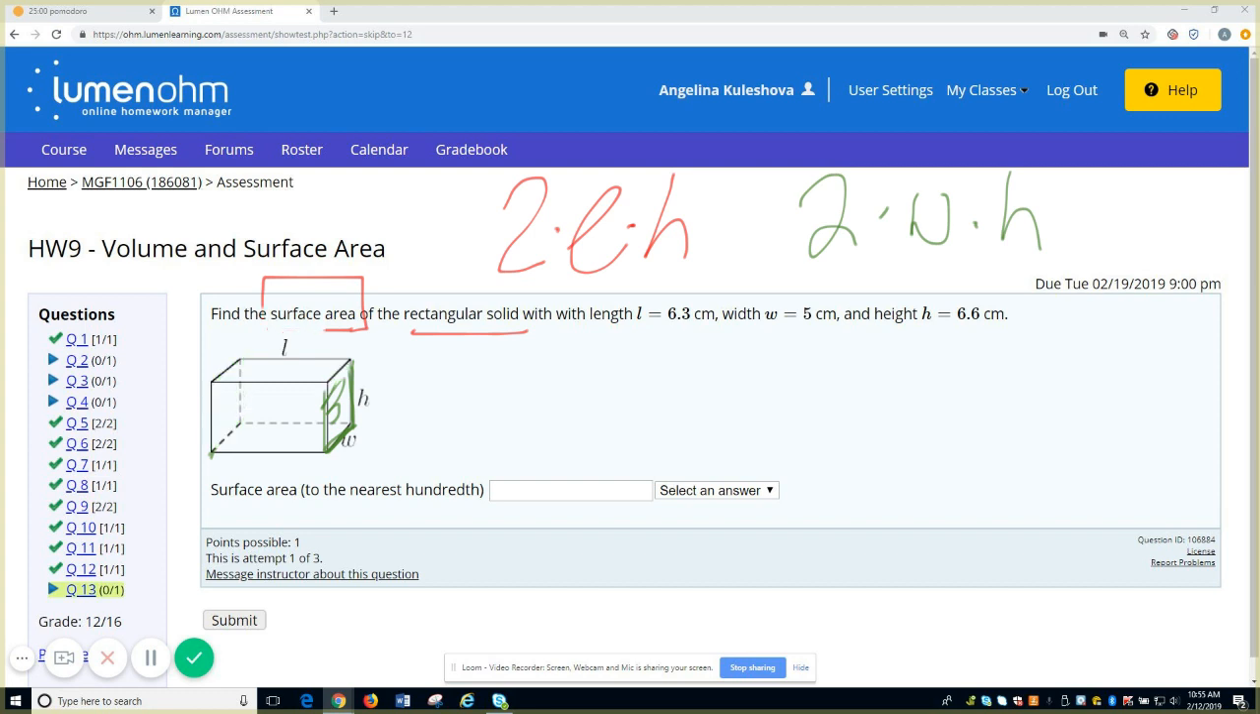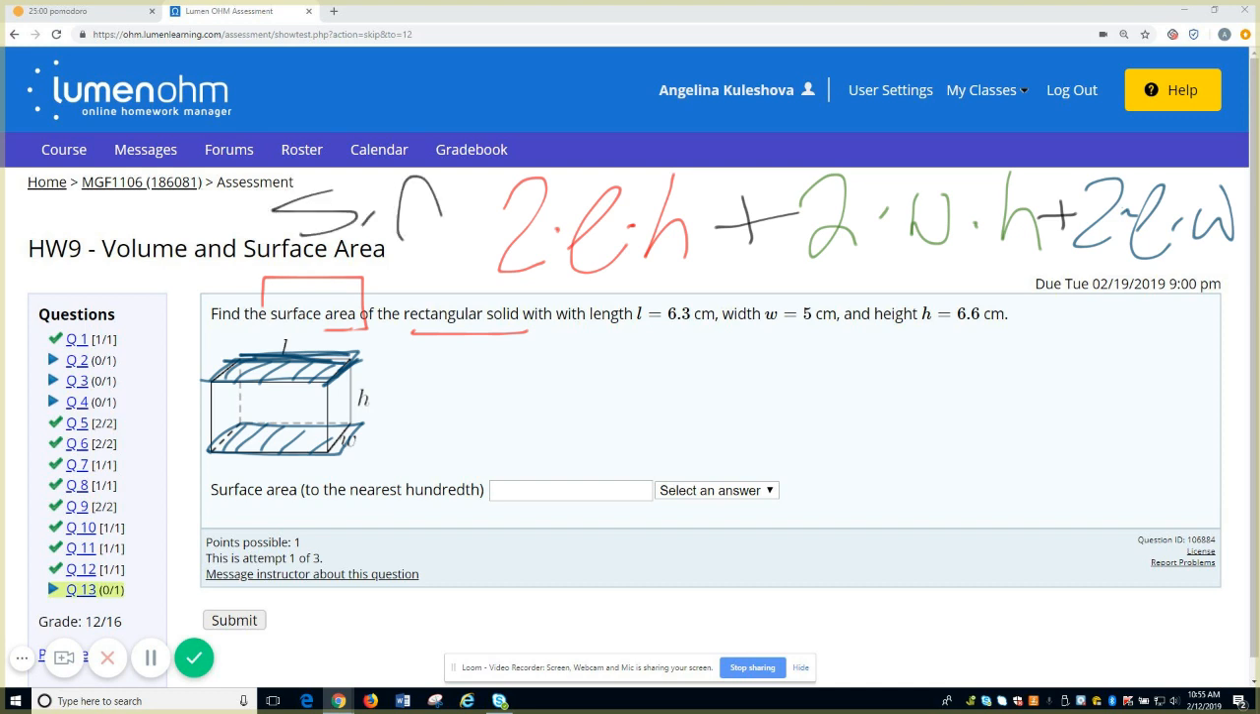And then the last pair of surfaces are the top and the bottom. So also a rectangle. To find the area, we have to multiply the length by the width. The length by the width. And there's two of those, so we're going to double it. And to find the total surface area, we're just going to add those calculations together.